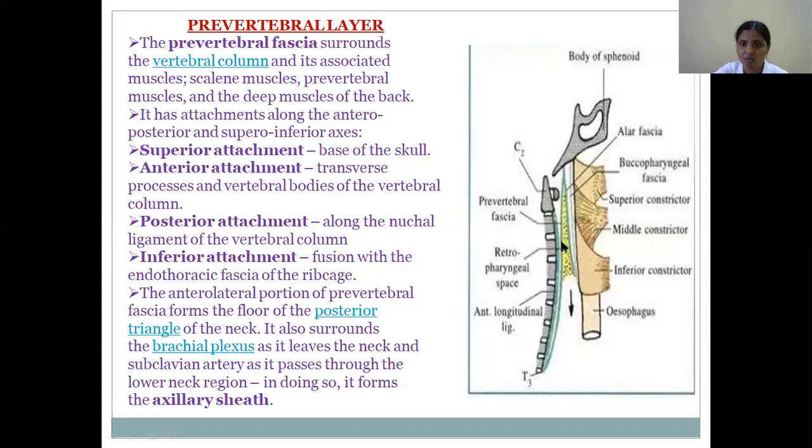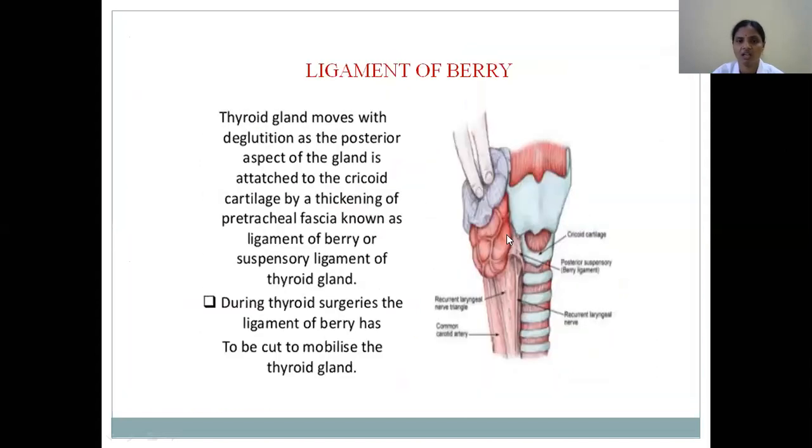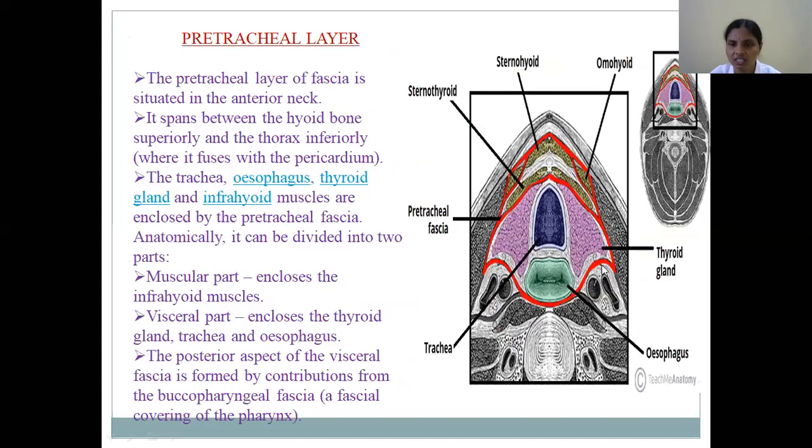Here the prevertebral fascia is divided into two layers. You can identify one as the alar layer and the other as the actual prevertebral layer. One more thing I forgot to tell: here you see the pretracheal layer, the visceral layer, blends with the posterior wall of the pharynx, which is known as the buccopharyngeal fascia. Just behind this buccopharyngeal fascia there is a space called the retropharyngeal space.